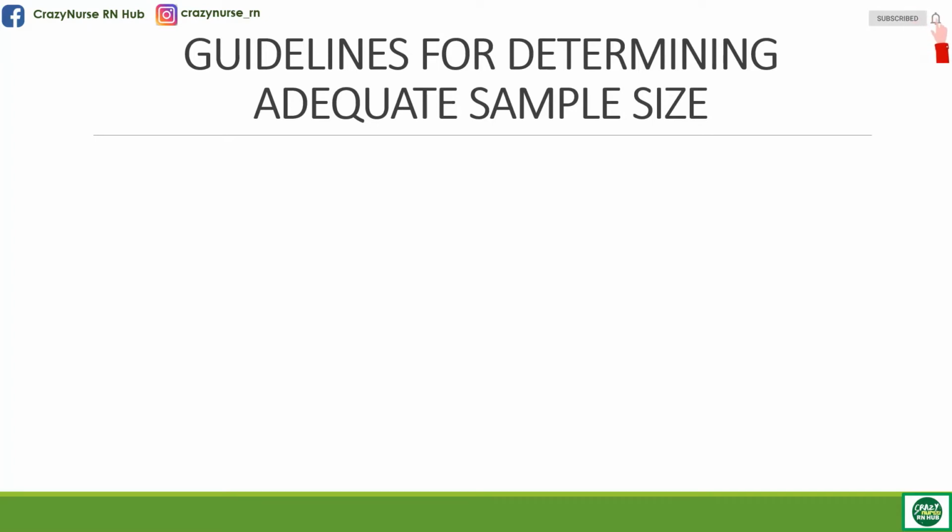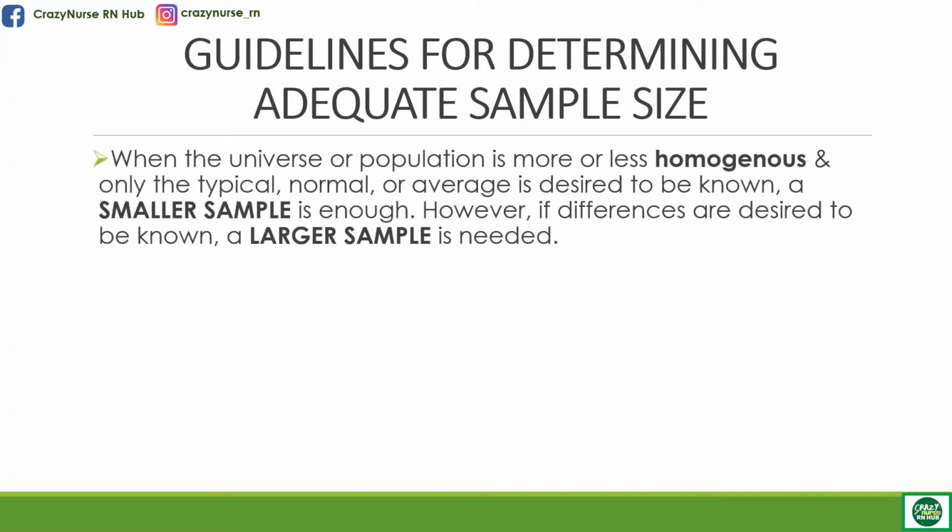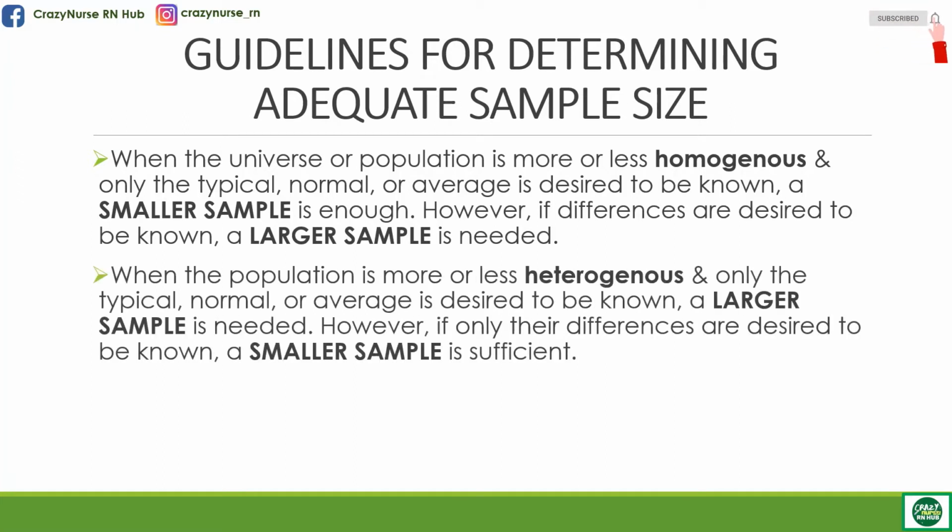Among these guidelines are: when the universe or population is more or less homogeneous and only the typical, normal, or average is desired to be known, a smaller sample is enough. However, if differences are desired to be known, a larger sample is needed. Another one is when the population is more or less heterogeneous and only the typical, normal, or average is desired to be known, a larger sample is needed. However, if only their differences are desired to be known, a smaller sample is sufficient.